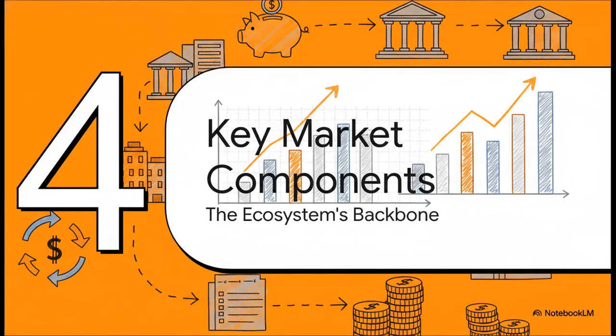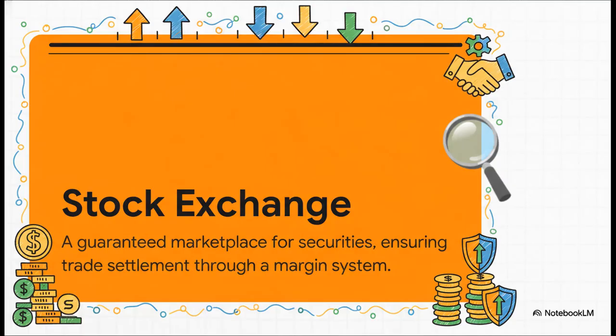So we've got these primary and secondary markets. But what are the institutions that actually make them work? Let's meet the essential players that form the backbone of this entire financial ecosystem. First up, the stock exchange. Now, it's more than just a place to trade. Its most important job is to be a guarantor. By taking a small deposit, called a margin, from both the buyer and the seller, the exchange guarantees that the deal will be completed. It completely eliminates the risk that the other person might back out. That guarantee is the absolute bedrock of trust in the market.